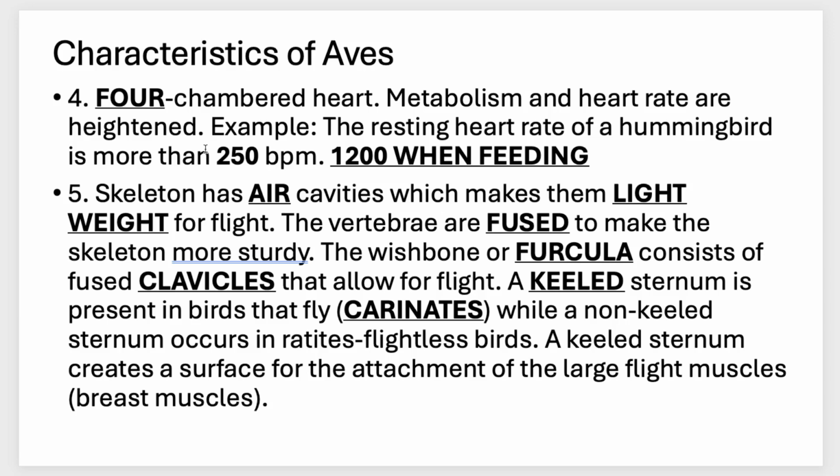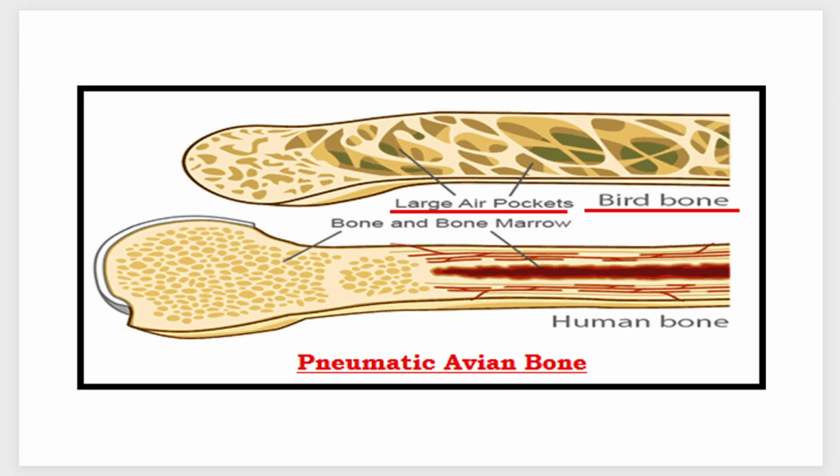And I'll show you, if it'll let me on here, a little animation that kind of shows you how the muscles and tendons work. A keeled sternum is present in the birds that can fly, while a non-keeled sternum occurs in those flightless birds. So the keeled sternum is what provides that surface area for the muscle attachment. Here's the difference in a bird bone and a human bone. You see all the extra air space, all these air pockets. That's what makes them so light.